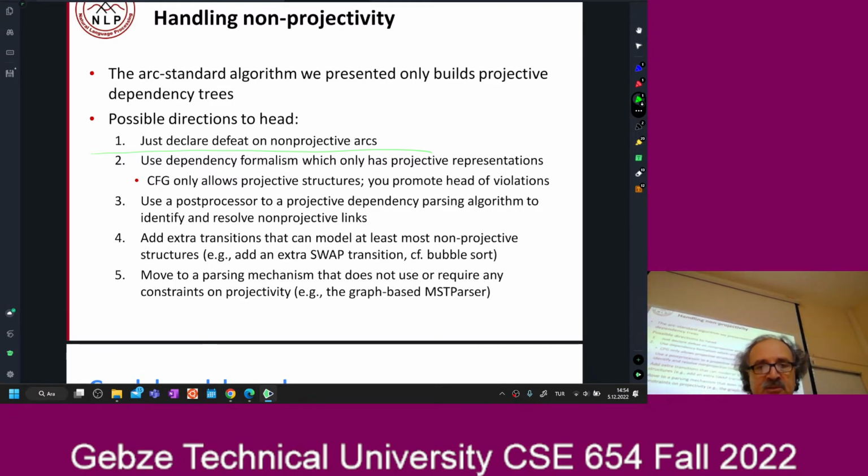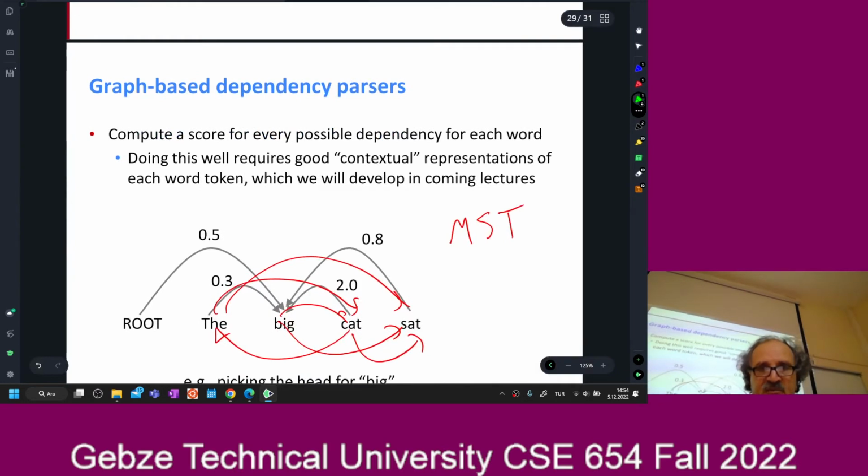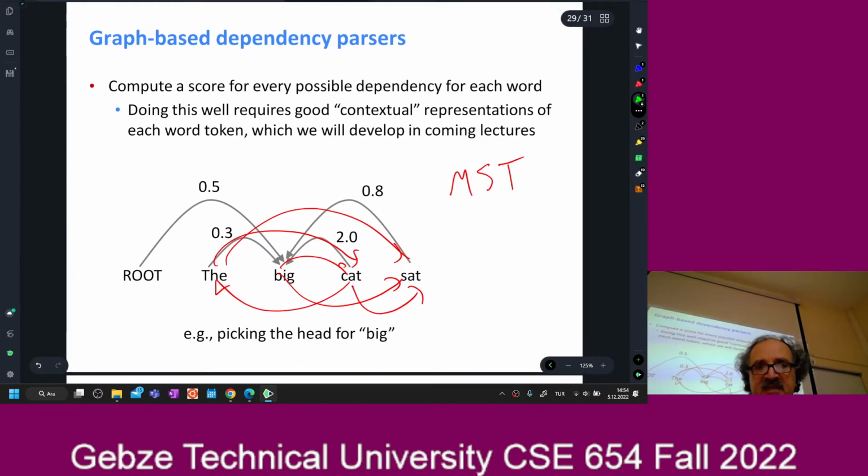Or use a graph-based algorithm, the MST parser, a graph-based algorithm which doesn't assume any tree kind of structure. That will solve the problem, but these are very expensive and their performance may not be as good as you expect. Graph-based dependency parsing, MST. Let me take this out.